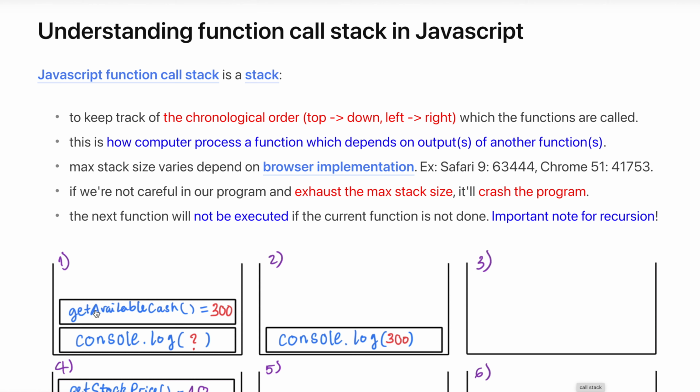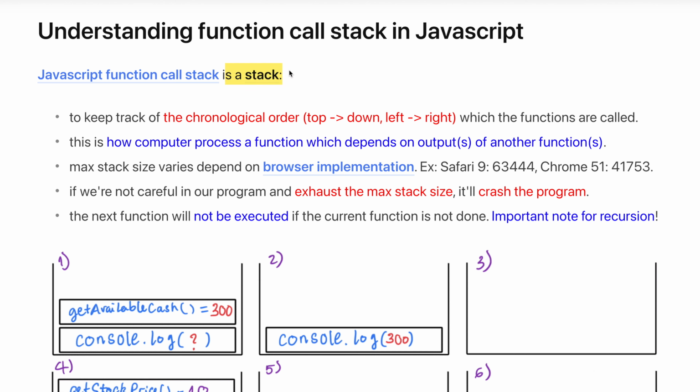When the getAvailableCache function is finished with the return value, it is removed from the stack. Then the computer continues to execute the next function on the top of the stack, which is our console.log function. And because we already have the input we want, 300, and now the console.log has the input it needs, the computer will print 300 out and empty the stack.